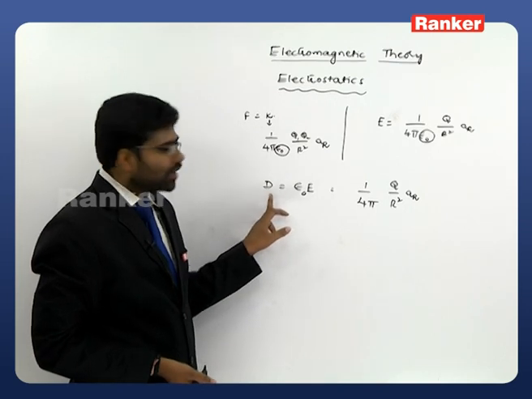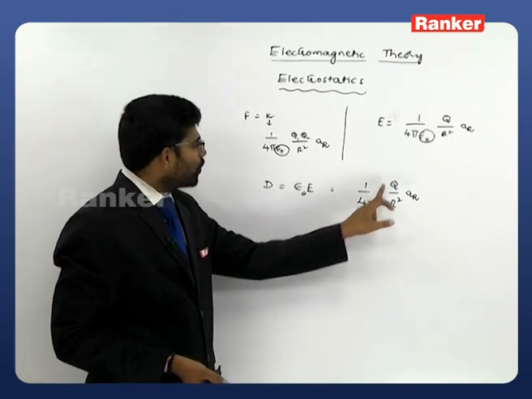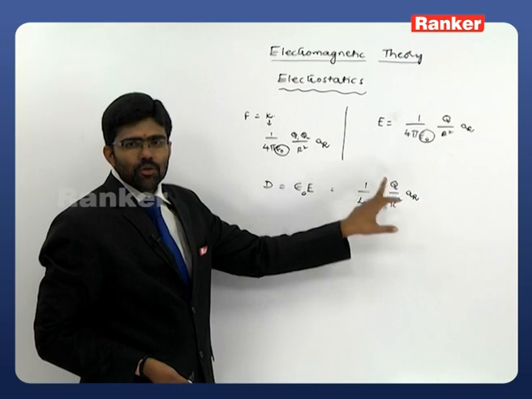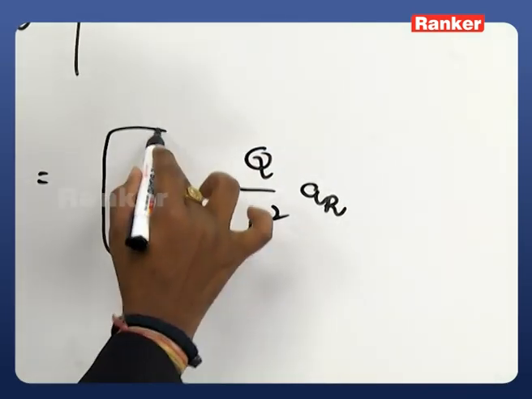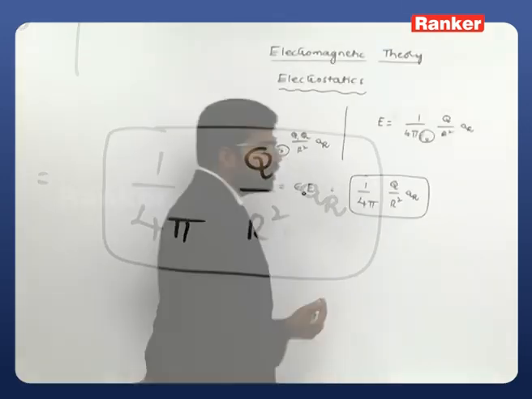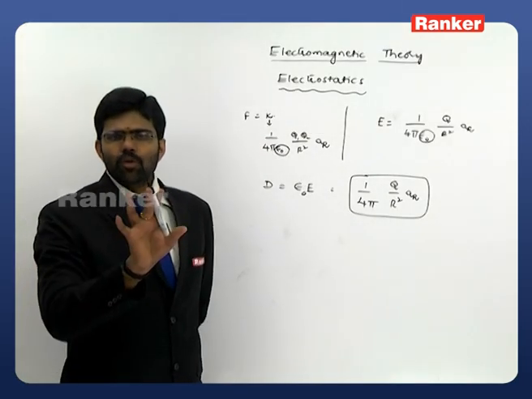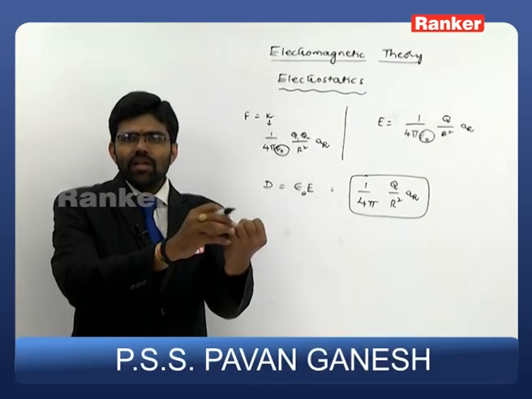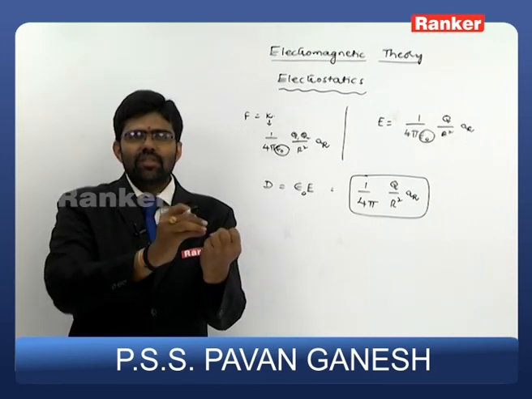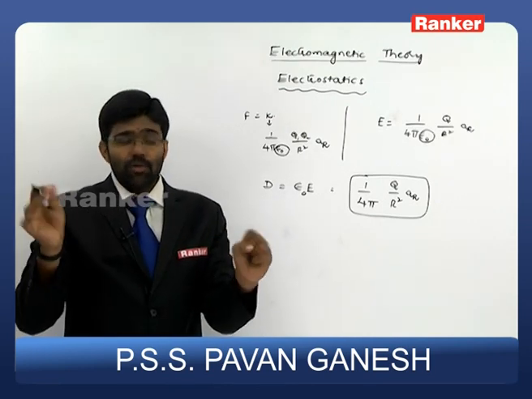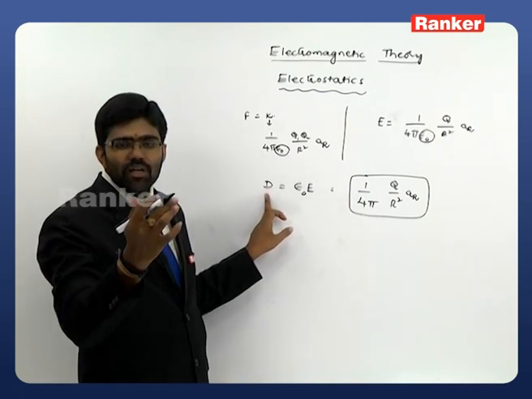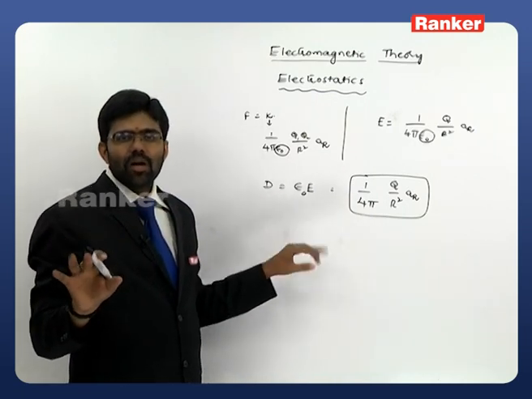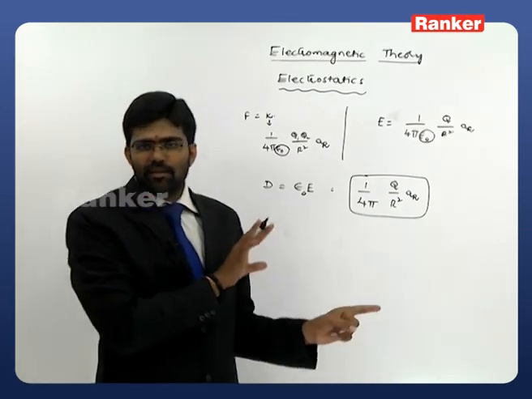This is also a vector, given as 1 by 4 pi q by r square a r. If you are calculating this particular quantity, clearly it is independent of the medium property we are considering. All it requires is a single charge and the distance between the point of observation and this charge. So irrespective of the material, you can calculate this one. That's why it is said to be a quantity independent of the medium, whatever the medium may be.